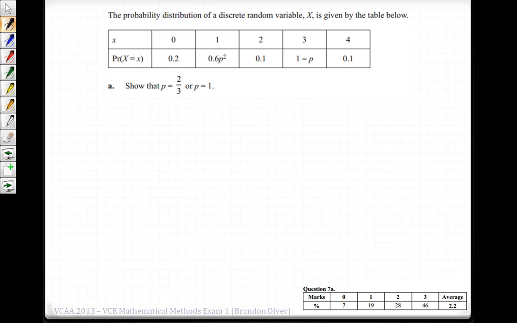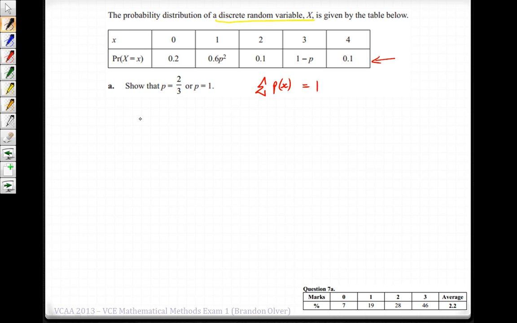So question 7 says that the probability distribution of a discrete random variable x, so that's going to be important, discrete random variable x, is given by the table below. And it says, show that p equals 2/3 or p equals 1. So the first thing we need to remember is that the sum of all the probabilities p of x is equal to 1. So if we sum up all these, that equals 1.